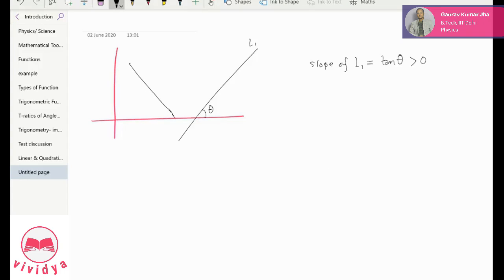But if you have L2 where the slope is negative, you notice how it is negative. The angle is always measured from the positive x-axis. So for this line you have to measure it from the positive x-axis. For this line also you have to take it from the positive x-axis. Slope of L2 will be equal to tan theta dash, some different angle, and you can see that because theta dash is obtuse, the slope will be negative.